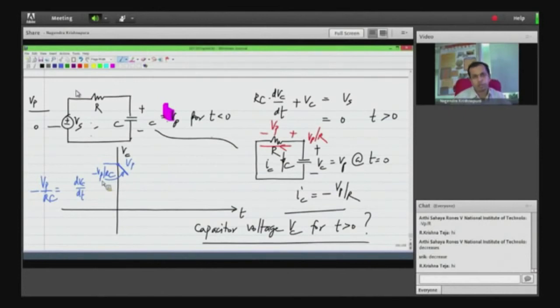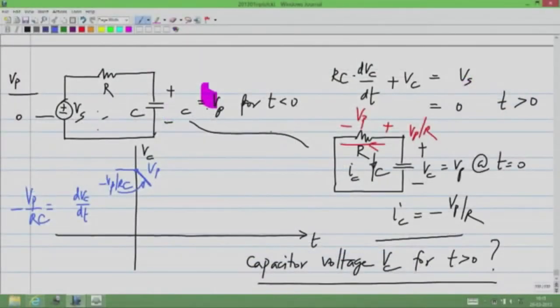In many electronic gadgets, when you want to change batteries, during the time you take to change the battery, there will be no source. So some of those gadgets may use a very large capacitor. In the time that you take to change the battery, the capacitor acts like a voltage source and supplies power. But of course, it cannot do it indefinitely. If you leave it without batteries for a long time, it will just discharge and die out. So the slope is minus Vp by RC.